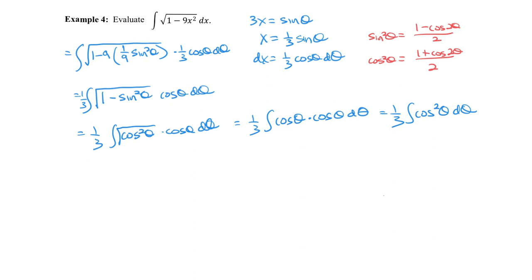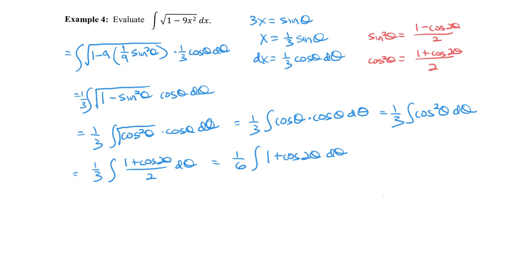Let's just do it this way. So this will be 1/3 times 1 plus cosine 2 theta over 2 d theta. And then, of course, this 2 here I can pull out front, because it's really just 1/2 times 1 plus cosine 2 theta. So I'm going to pull that out front, and I have 1/3 times 1/2, which would be 1/6 times 1 plus cosine 2 theta d theta.